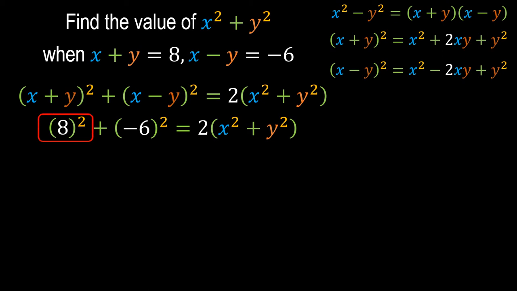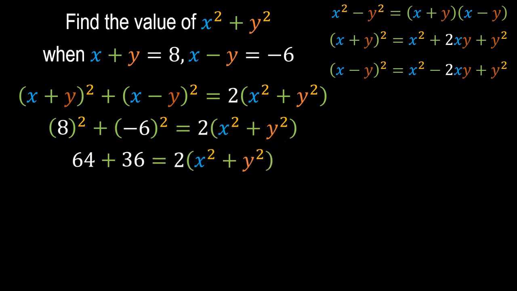Starting with 8 squared, which equals 64. Then we have -6 squared, which equals positive 36, because negative times negative equals positive. Now we need to find x squared plus y squared. Before doing any switching on either side of the equation, we first have to make sure that all of the sides are completely simplified, and here we still have addition. So first we do the addition: 64 plus 36 equals 100.